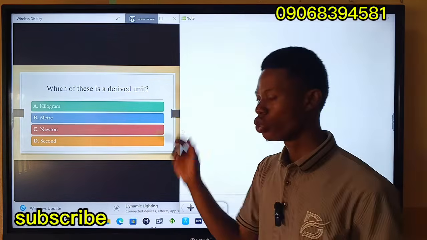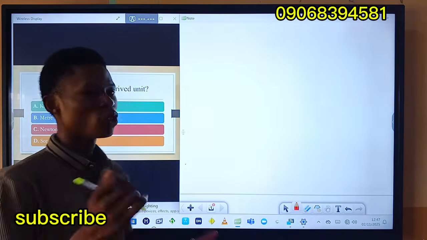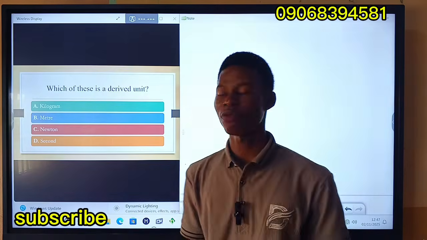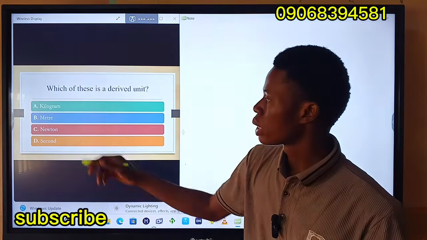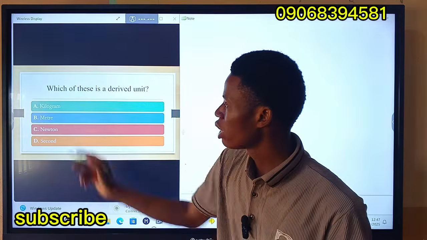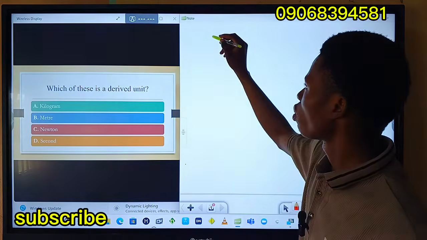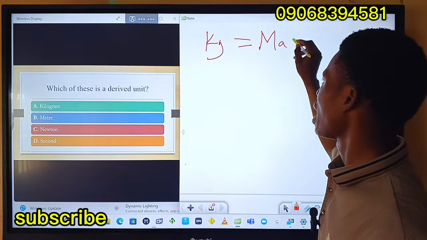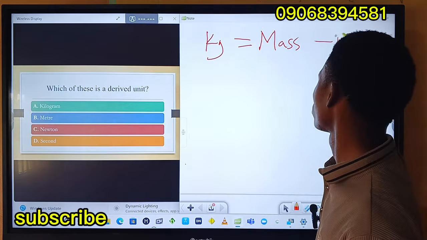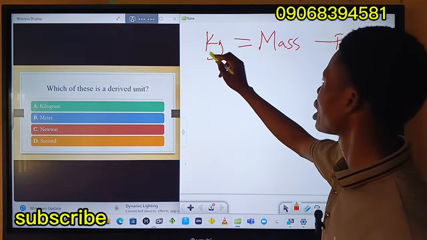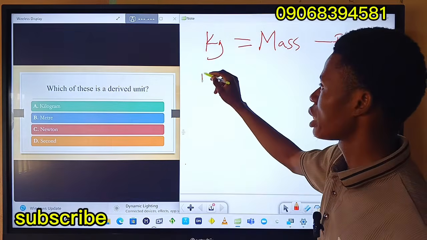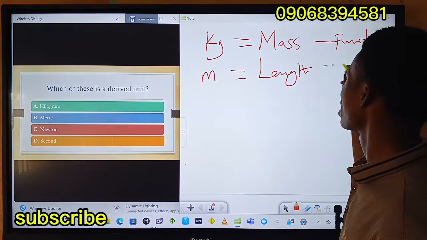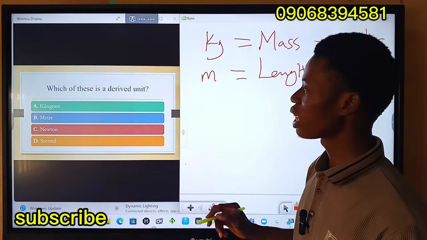is a derived unit? Now, derived means gotten from. Which of these is a derived unit? Now, kilogram, that's kg, is a unit for mass, and mass is a fundamental quantity. So this is a fundamental unit. Meters, the second one there. Meter is a unit of length, and length is a fundamental quantity. So this is a fundamental unit.